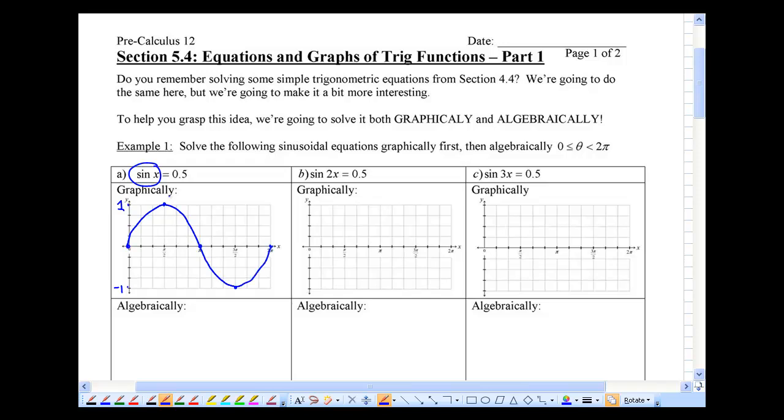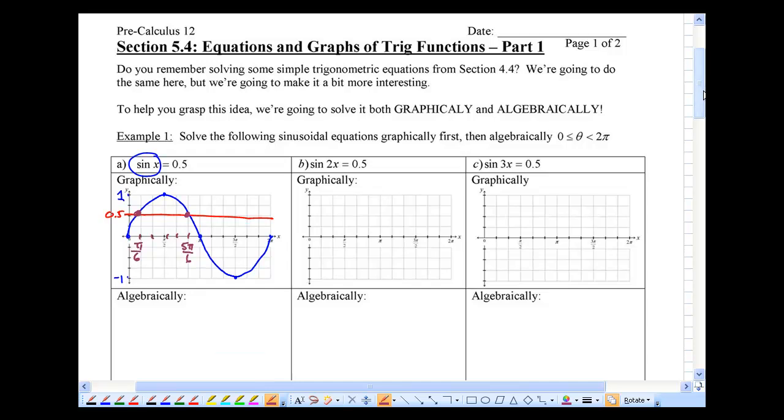Now this is equal to 0.5, so I can actually just draw a line at 0.5. Here's 0.5. And I can tell visually that my solutions are here and here. Those seem to be, let's see, 1, 2, 3, 4, 5, 6 dashes, so it looks like it's pi over 6 and 5 pi over 6. Let's solve this and double check that those are the right answers.